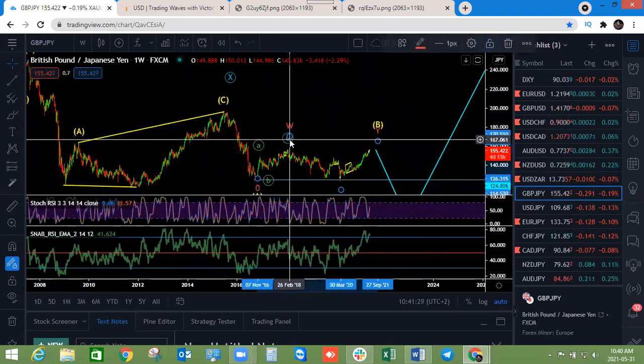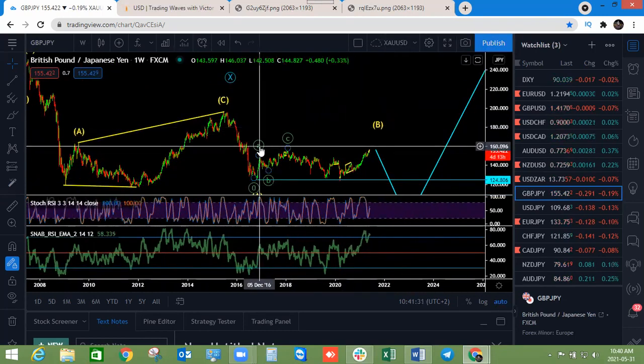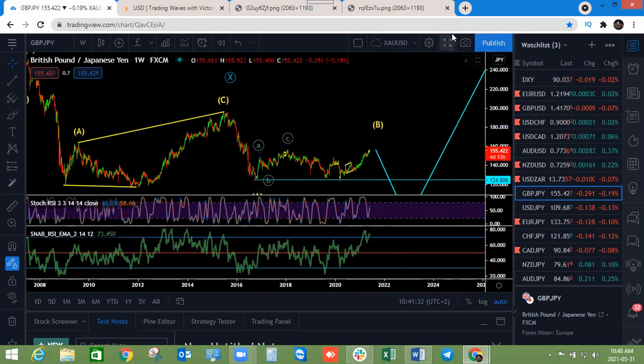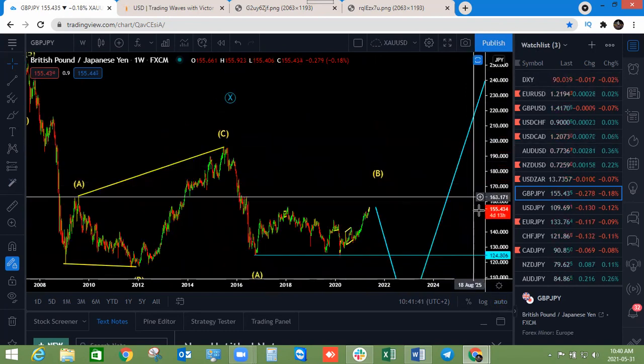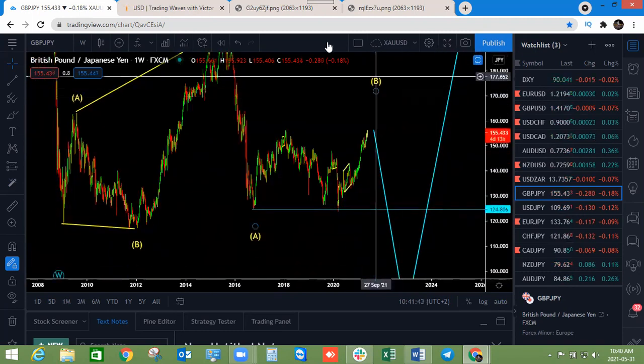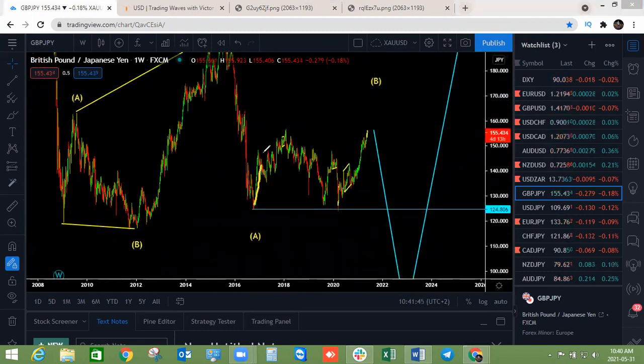So again, do not look at this, look at the chart on the website. As you've seen on the website now, you will see the structure. I'll show you the structure here on the weekly. We have got 1, 2, 3, 1, 2, 3. Now, after that 1, 2, 3, we've got 5 waves here. 1, 2, 3, 4, 5.